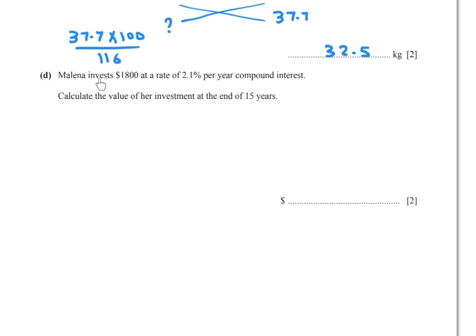D. Malina invests $1,800 at a rate of 2.1% per year compound interest. Calculate the value of her investment at the end of 15 years. So use the rule for compound interest. The initial value 1,800 times 1 plus r, which is 2.1 over 100, power t, which is 15, equals 2,460 to 3 significant figures.